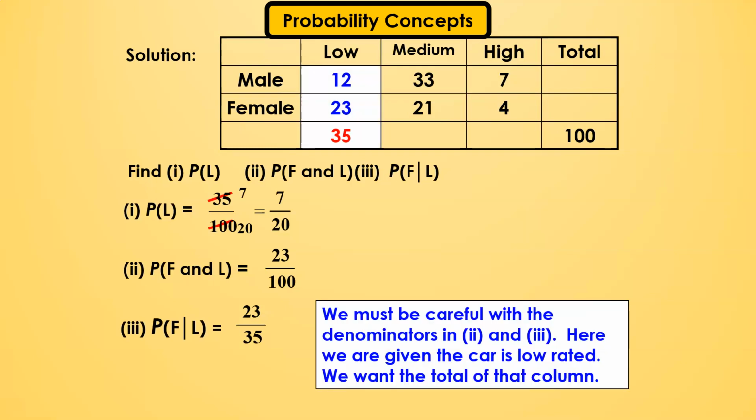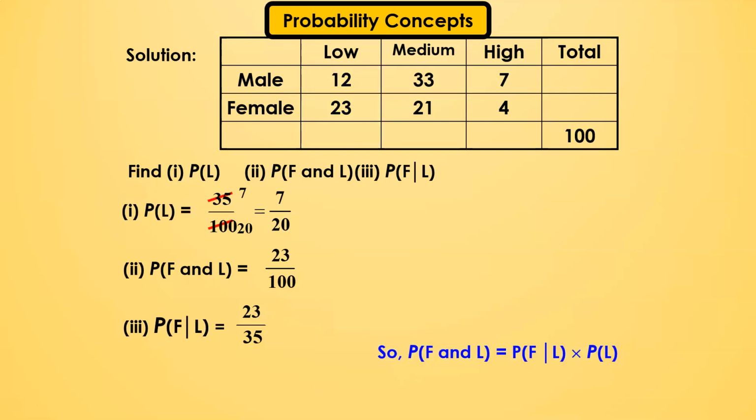Now, what we should notice is that if you multiply this number and this number together, you get this number. That's not surprising really, because the probability of a low consumption car multiplied by the probability of a female from the group of low consumption cars should equal the probability of females and low consumption cars. You don't need to worry about that too much, apart from the fact that this formula works.